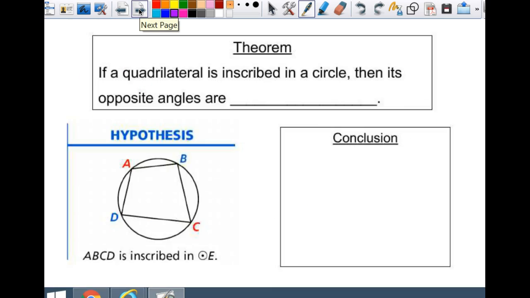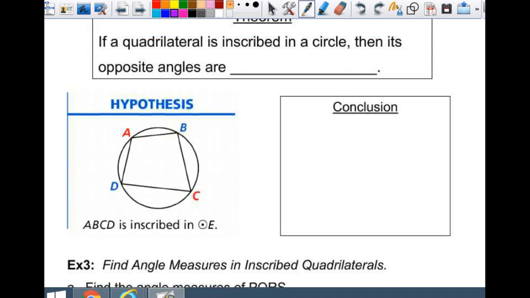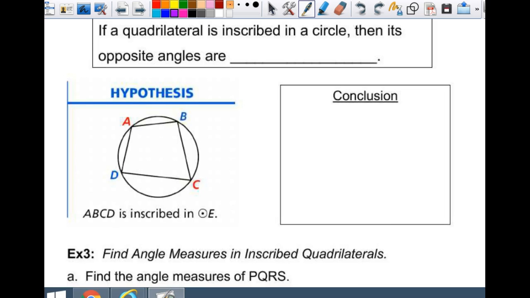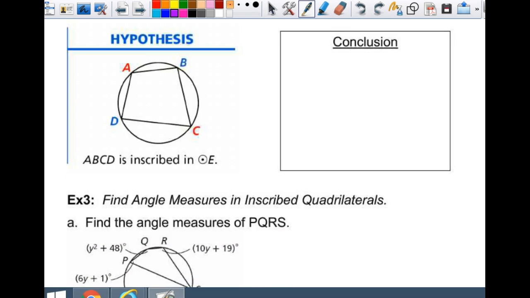Next theorem. If a quadrilateral is inscribed in a circle, so let's just pause right there. Remember, inscribed does not just mean that it is inside. For a polygon to be inscribed in a circle, that means that all of the vertices touch the circle. So if it is inscribed in a circle, then its opposite angles are blank. Okay, so we're going to come back and fill that in. Let's look at the picture first. So opposite angles would be A and C, obviously, and then B and D.